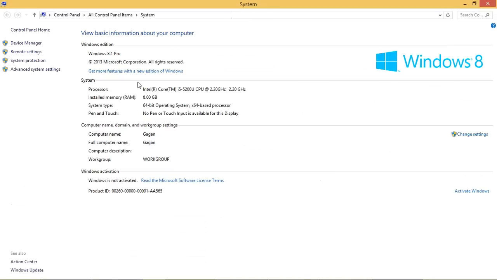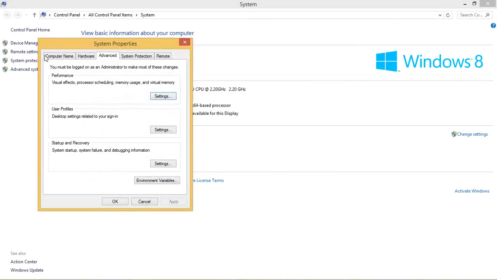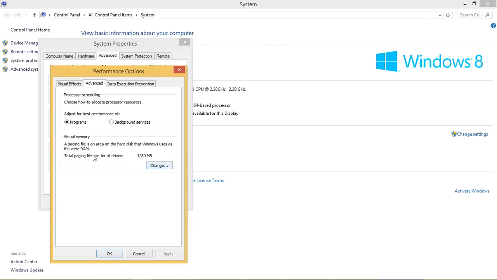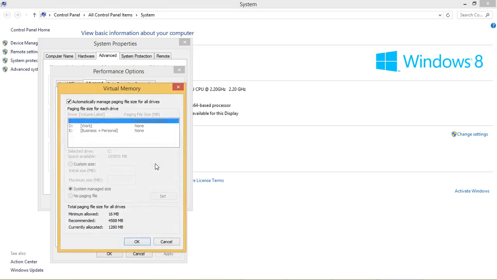Go to the properties of your computer, then go to advanced system settings. Then you have something known as performance. This is your virtual memory. A paging file is an area on the hard drive that is used as if it were RAM. This is the place where you can change the virtual memory of your computer.